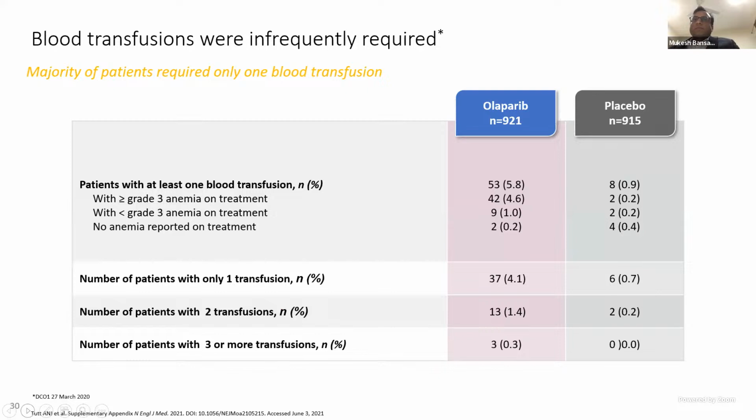So to manage anemia, blood transfusions were infrequently required. Most of the patients were managed with one blood transfusion only. Only 13 patients, which was 1.4% of the subgroup, needed 2 blood transfusions, and 3 patients needed 3 blood transfusions.